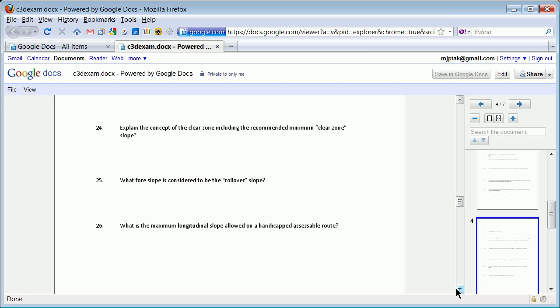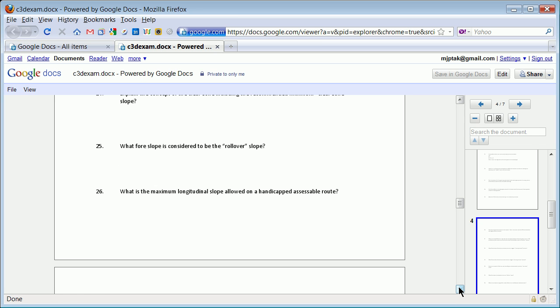Most town roads, they'll talk about 4 to 1. 5 to 1 is great. 8 to 1 is pretty common for clear zone. Longitudinal slope is a 1 in 12. Misspelling on accessible there.